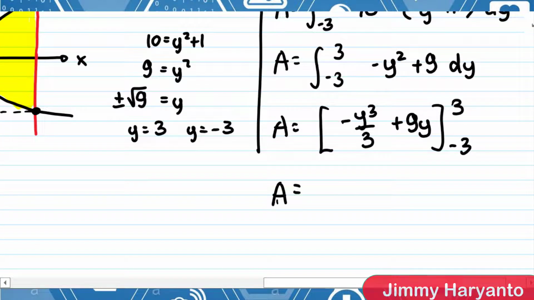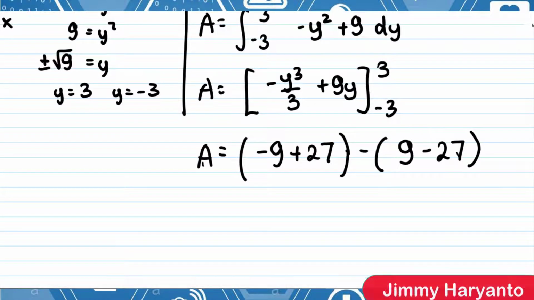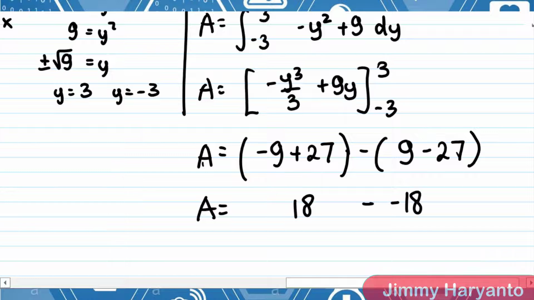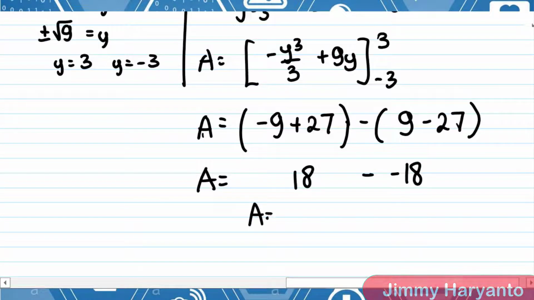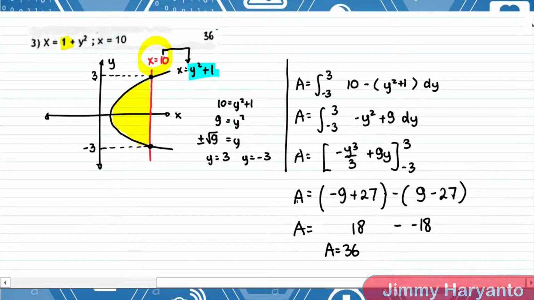So the area will be negative 9 and then plus 27 for the 3, and then for the negative 3 you will have 9 and also negative 27. Okay, I will calculate the 9 first. Actually, we can calculate all of them. For the first one is 18, and then for the second one is negative 18, I guess. So the area will be 36. Okay, good. That is number 3.